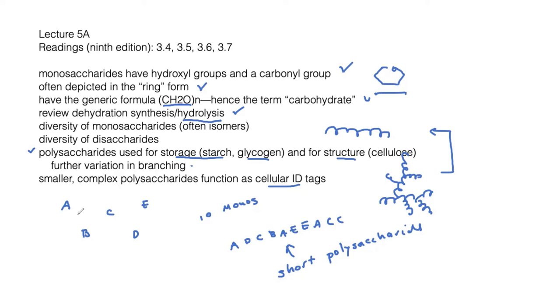And the last thing, we talk about this in the very last module of the semester, we discuss cellular identification in the immune system, is the way that this diversity of different kinds of monosaccharides could be used to create cellular identification markers, okay? And that pretty much covers everything that we need to talk about in the context of carbohydrates.